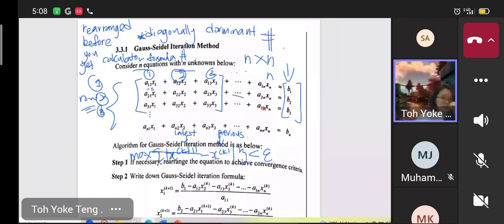For the first one, once you make sure that A11 is the largest value, that means there is diagonal dominance already, so you just move the rest of the part to the right hand side. So it becomes B1 minus this part and then over A11. That means you only keep x1 on the left hand side. So we move to the next one here.